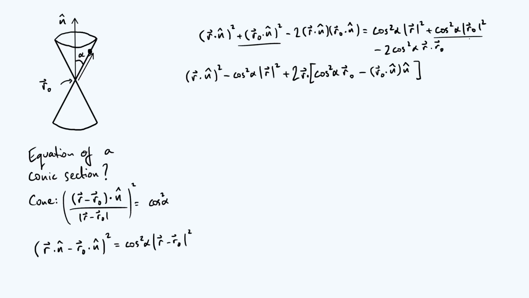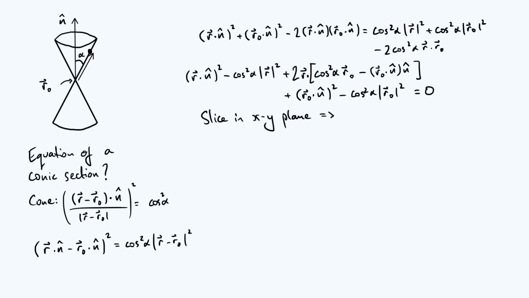Those are constant because for a given problem, we consider r naught to be fixed, right? It's just the fixed coordinates of the vertex of the cone. It's x naught, y naught, z naught, which is different from x, y, z. So I'll put my constant terms at the end. Let's do it as just plus r naught dot n all squared, and then minus cos squared alpha modulus of r naught squared, and all of that stuff is now supposed to be equal to 0.